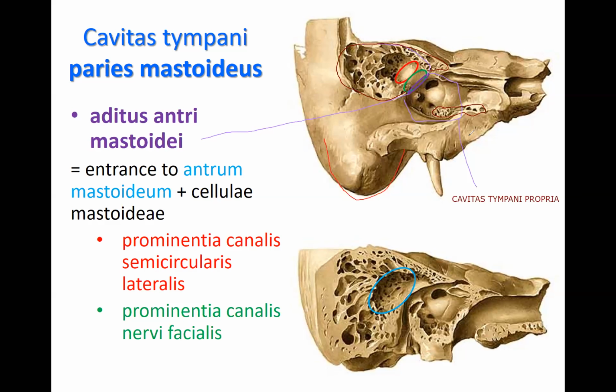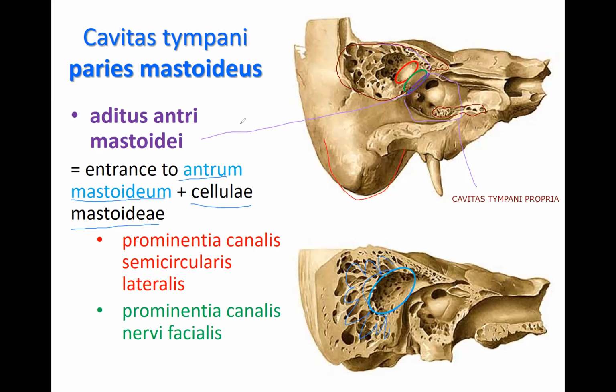You will just learn some of them. We have the so-called antrum, which is the largest one. Antrum means a corridor, so this is the antrum. And then the antrum has got some other smaller pouches, which we just call cells, yeah? Mastoid cells. So the top of the posterior wall contains an opening, which is called aditus ad antrum mastoideum, the entrance into the mastoid antrum.